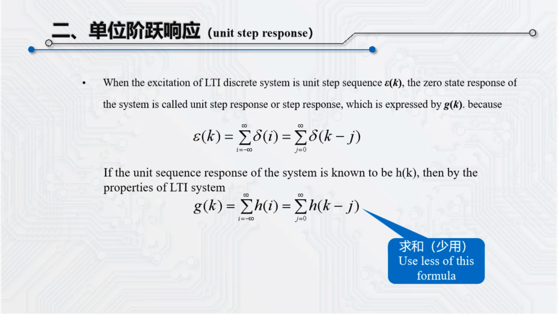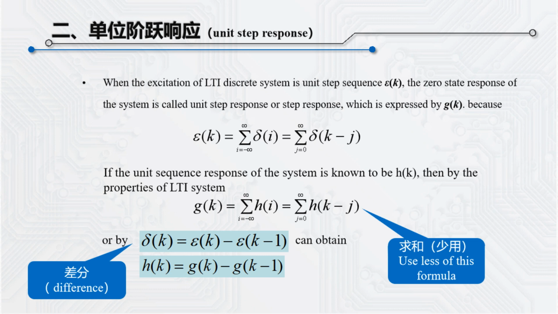So what kind of relationship does this satisfy? We can see that the relation between epsilon of k and delta of k satisfies a summation, equivalent to the superposition of shifted sequences of delta of k. So based on the properties of LTI systems, the relationship between the unit sequence response h of k and the unit step response g of k is linear. Because the sum is used less often, this formula is used less. In general, we use the difference form of g of k and g of k minus 1 to get the expression of the unit sequence response h of k. This relation is used relatively often.